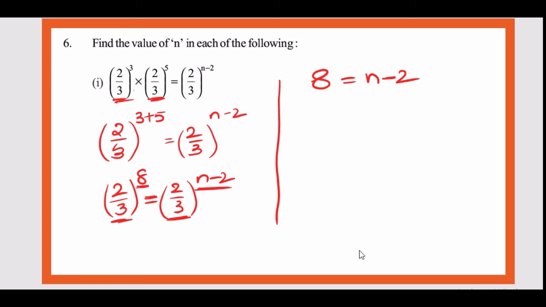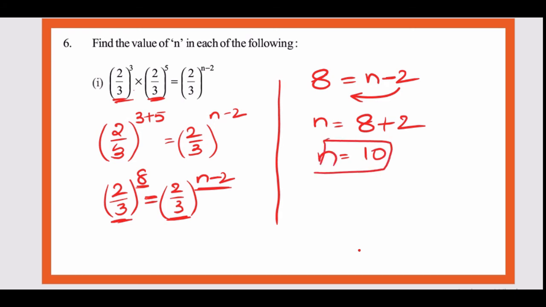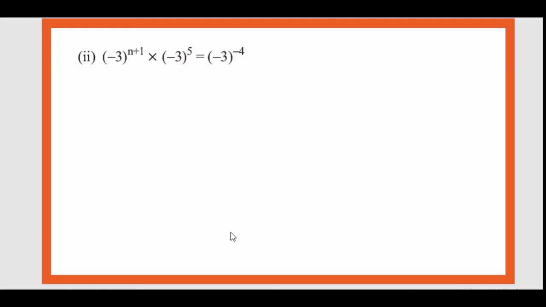So here again we are going to use the concept of linear equation in one variable. From this, this minus 2 I will be transposing to the left hand side. So n is equal to, already 8 is present on left hand side, so this minus 2 becomes plus 2. So it becomes 10. So n is equal to 10. So the value of n is nothing but 10, right?